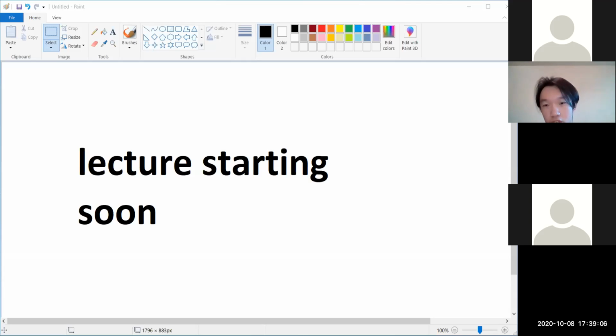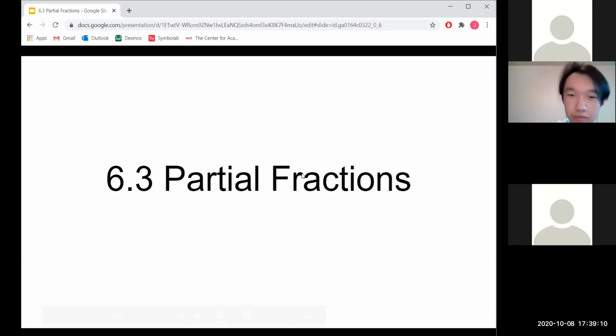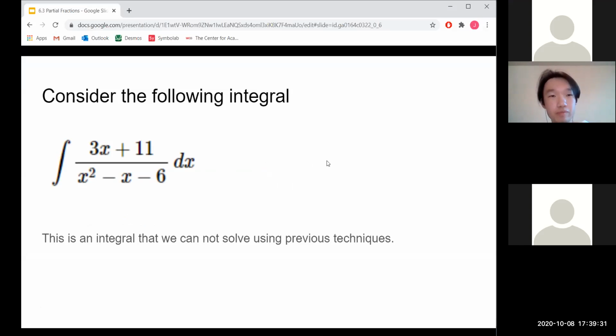Okay, let's begin. Chapter 6.3, the title is partial fractions. This is going to be another method of integration that we will learn how to use. Like all lectures, we first need to motivate why we even need this method. So let's take a look at this integral right here. Hopefully everyone can see that.